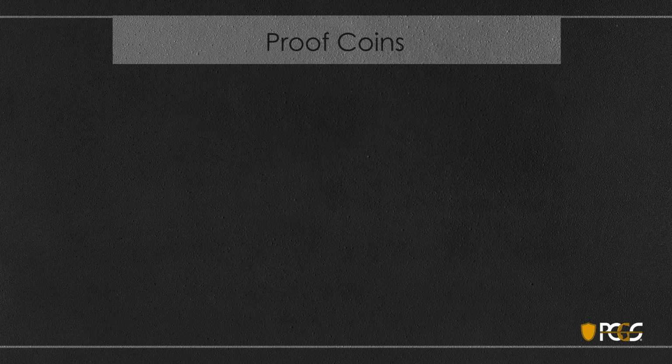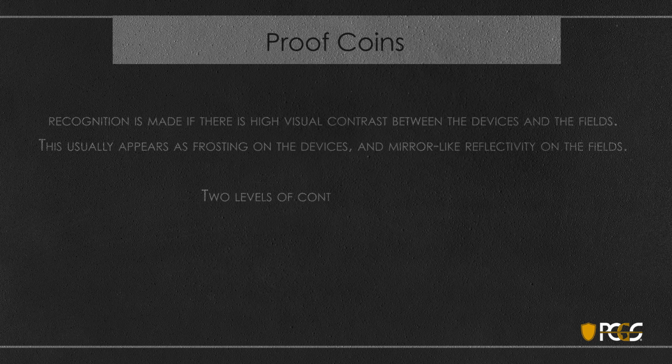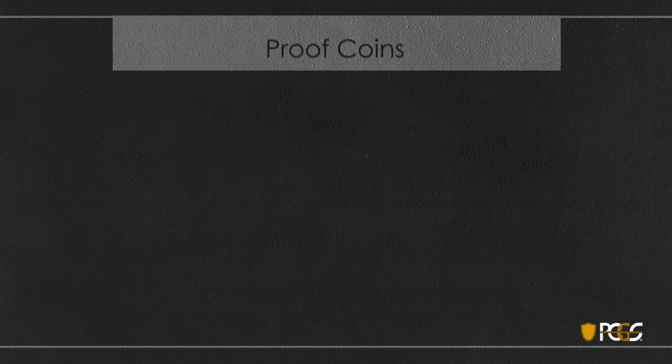On proof coins, we look at surface in a slightly different way. We give recognition if there's high visual contrast between the devices and the fields. It appears usually as frosting on the devices and a mirror-like reflectivity on the fields. And once again, we recognize two different levels. We recognize Cameo, or CAM, and Deep Cameo, or as described in the industry, DCAM. So let's take a look at some proof coins displaying various cameo contrasts.